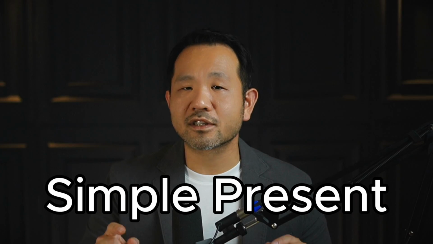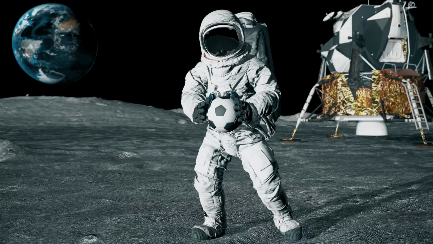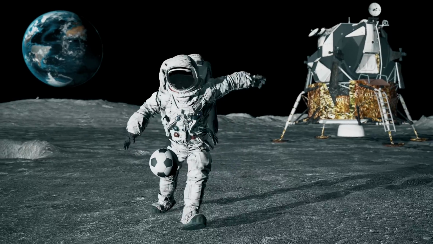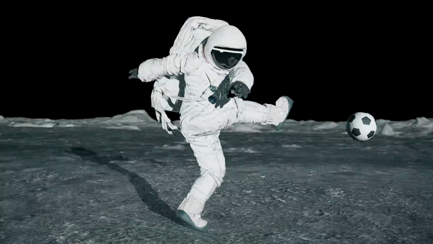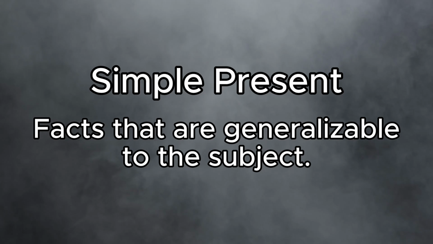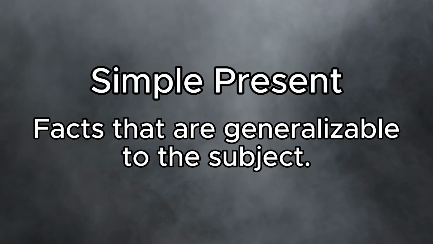Interesting thing about the simple present tense is that it's neither simple nor present. That is, we don't use the simple present to convey action that is currently happening right now. Rather, the simple present tense can be used to denote facts about the subject that can be generalizable. This could be a description or habitual behavior that typify the subject.